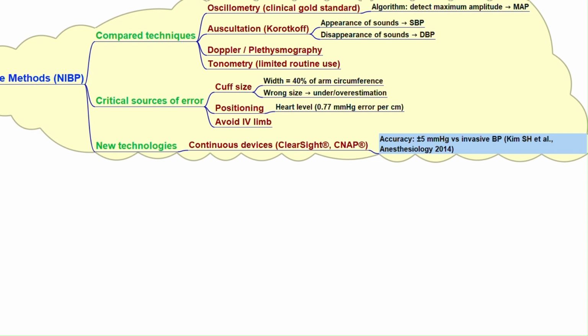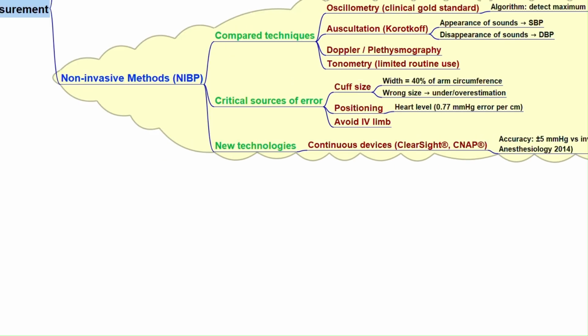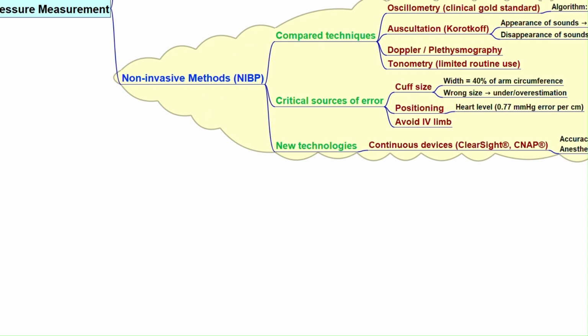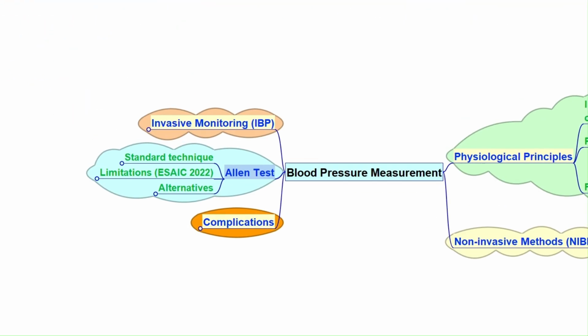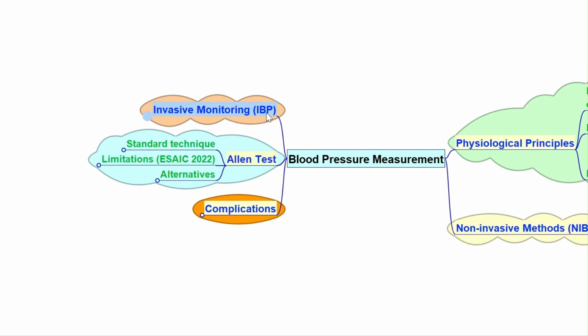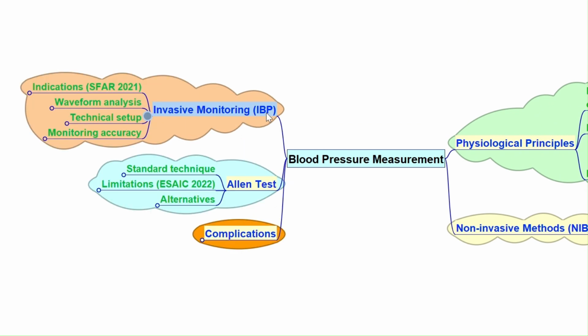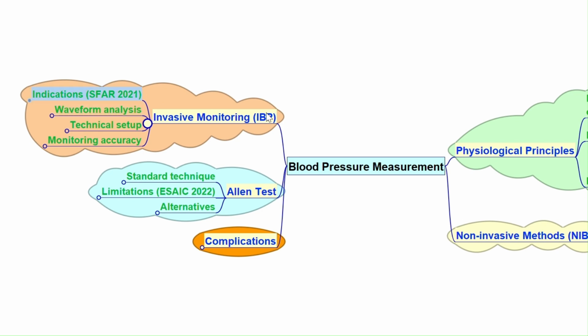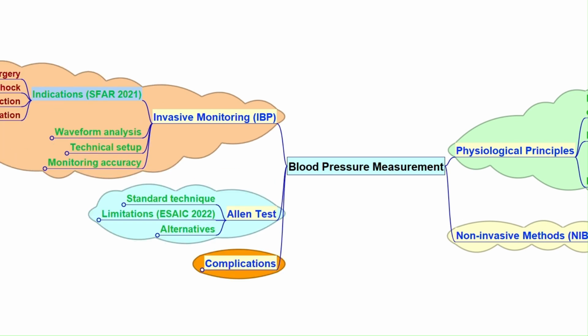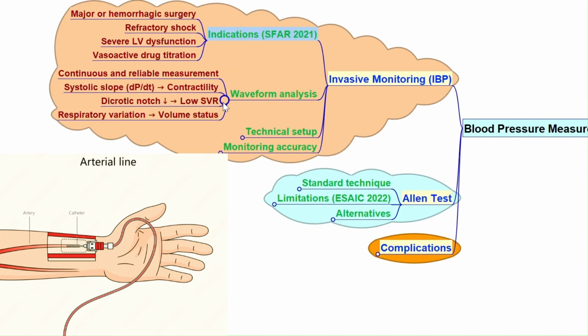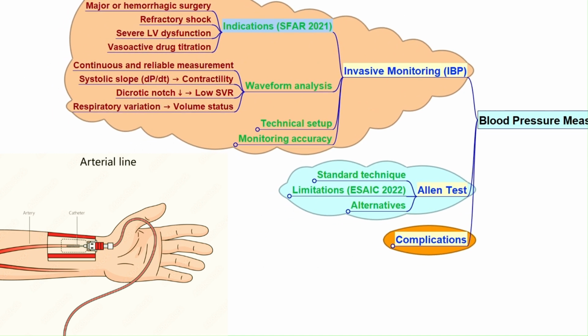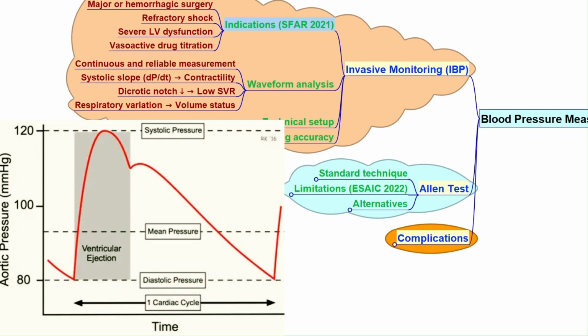In some situations, we need to switch from non-invasive to invasive blood pressure monitoring. This is typically indicated during major surgery or where there is hemodynamic instability. The technique involves placing an arterial catheter, usually in the radial artery or sometimes in the femoral artery. This method provides continuous, reliable measurements and also allows us to analyze the shape of the pressure waveform.